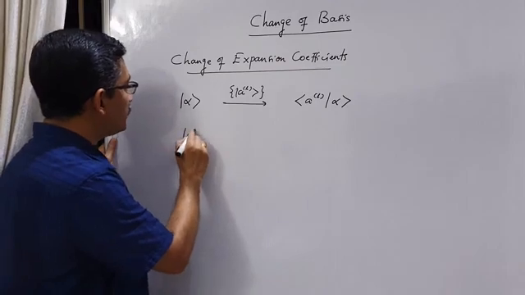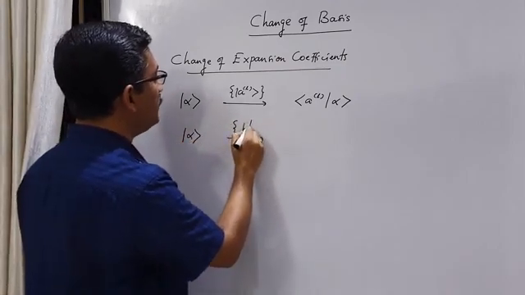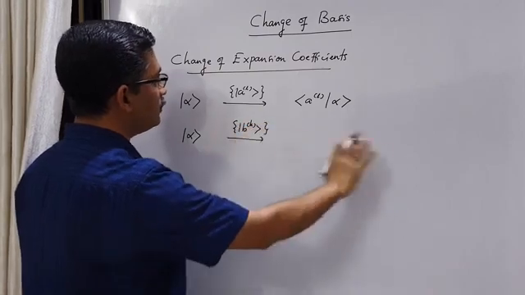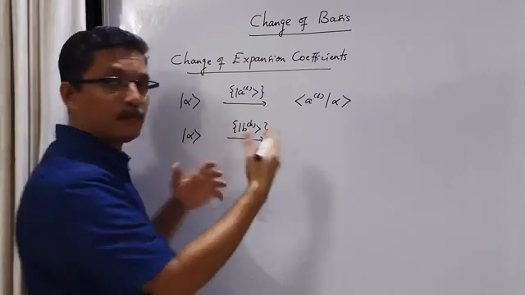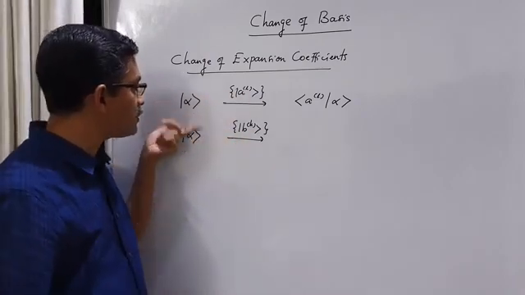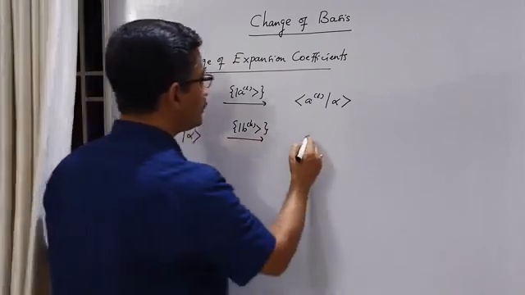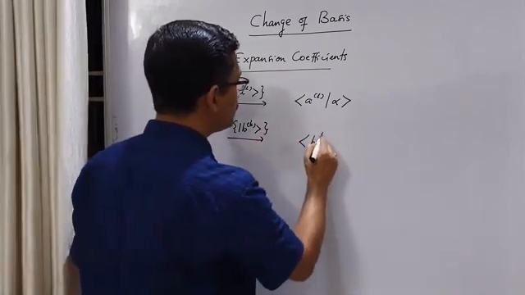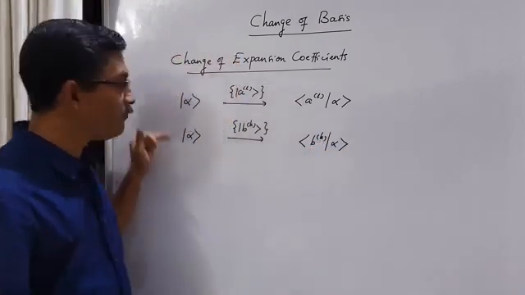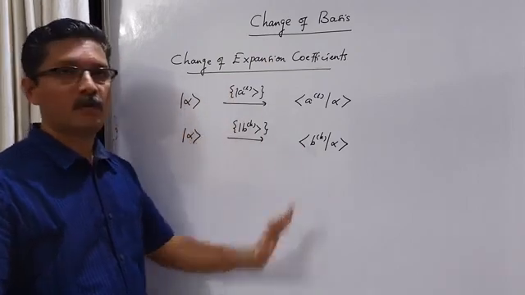The same vector, if we express in terms of the basis, let us say ket B_K, then we get another expansion with different expansion coefficients. Whenever we change the basis for the same vector, expansion coefficients will be different. So we get the expansion coefficients something like this: bra vector B_K, ket alpha. So it's the same vector. When you change the basis, expansion coefficients will be different.